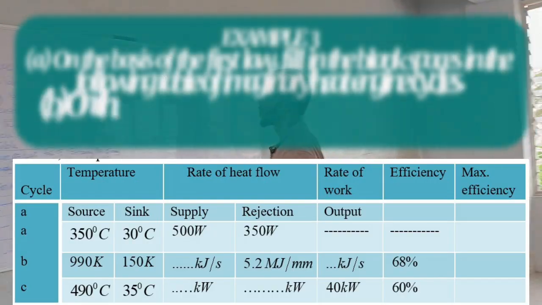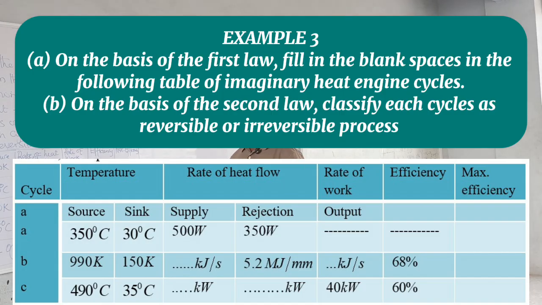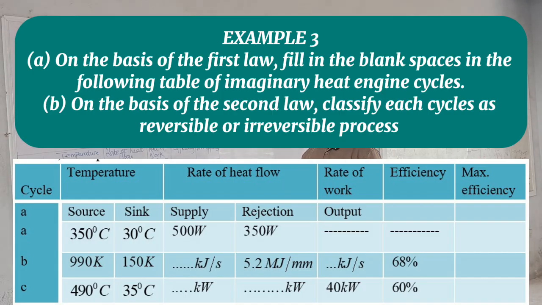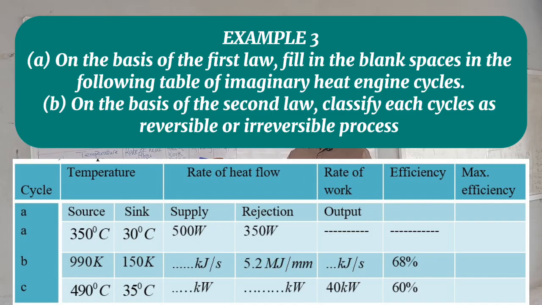Example 3. On the basis of the first law, fill in the blank space in the following table of imaginary heat engine cycles. On the basis of the second law, now classify each cycle as reversible or irreversible process. The table is given below. So we have 4 cycles. We have cycle A, cycle B, C, and D.